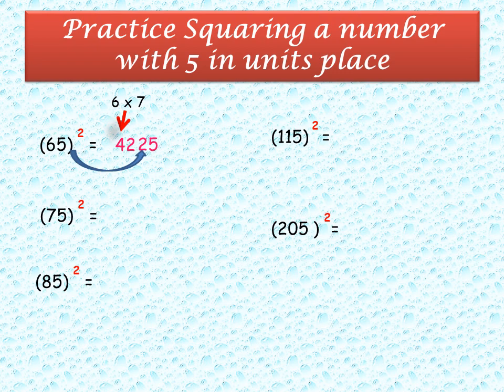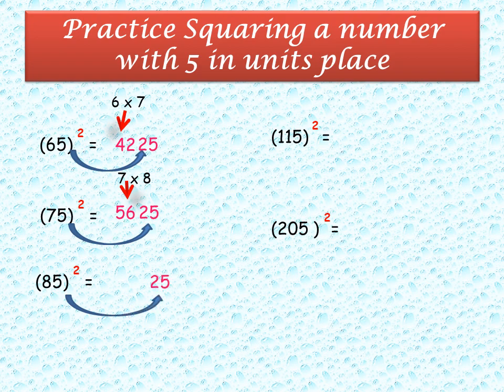Next we will see the 75 square answer. We write the 5 square, that is 25, and before it we add the product of 7 and 8, because 7 is n and 8 is n plus 1. So the answer is 5625. That is, 75 square is 5625.